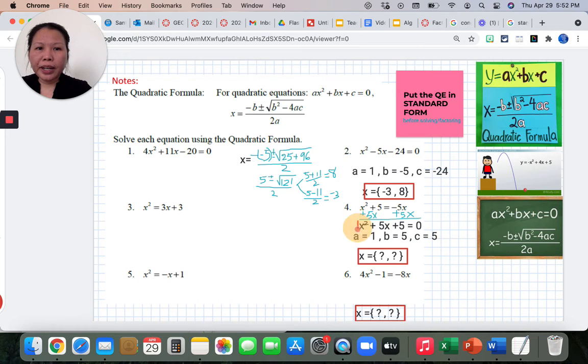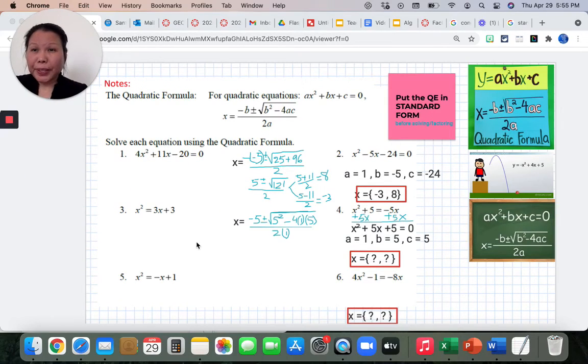We have 1 as the invisible number for a, and then positive 5 for b, and then c is a constant without any variable. We have positive 5. Now substitute it into the quadratic formula and see if you can get the correct answers. Pause and try. Did you substitute it in? This is the step that we want you to write out and not abbreviate like I did in problem number 2 because we didn't have enough room. So that's why I cut out this step.